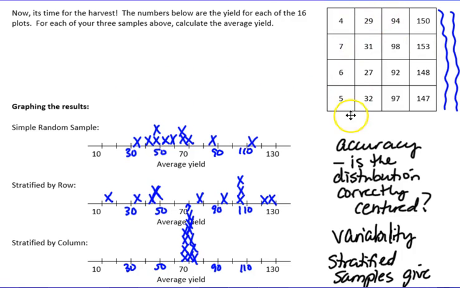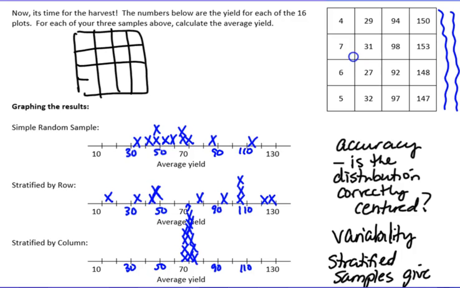So here's the yield in each plot. Now I'm not going to go back and do mine in particular because I'm going to show you the class results. So, for example, here's my original plot. Let's say I happen to have picked this plot, this plot, this plot, and this plot in my random sample. Then I would look at these 4 numbers here, add them together, and divide by 4, and that would be my average yield from my random sample. So I had students do that for each of the 3 samples that they got. And these are the results that we have.